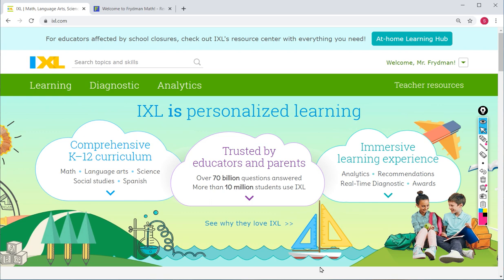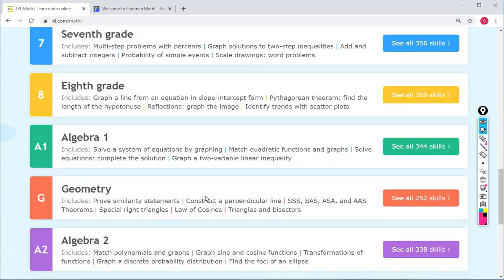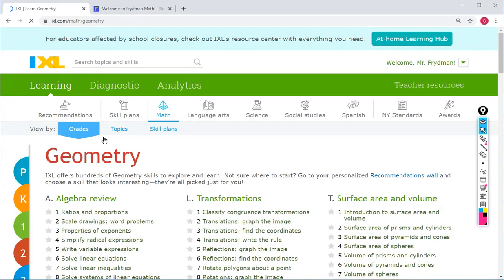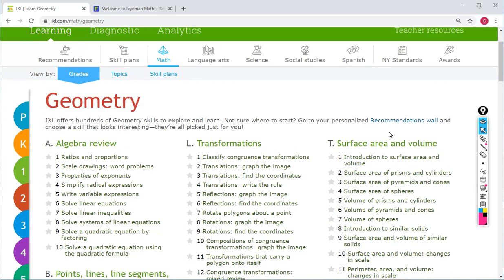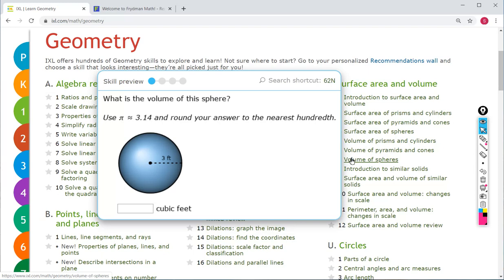Let's do IXL Geometry T.7. Go to Learning, go down to Geometry. Make sure you're on Math, by the way, and go to T7, Volume of Spheres.